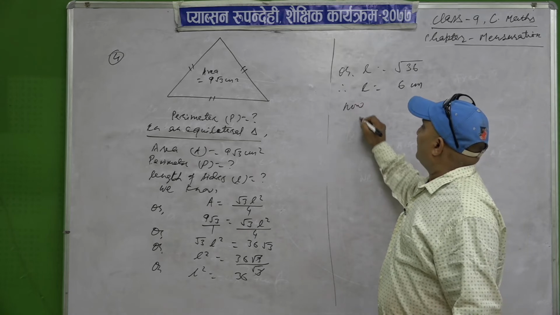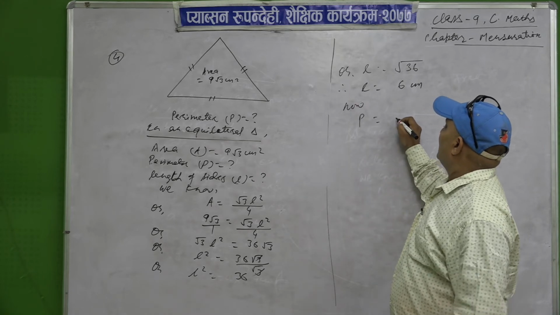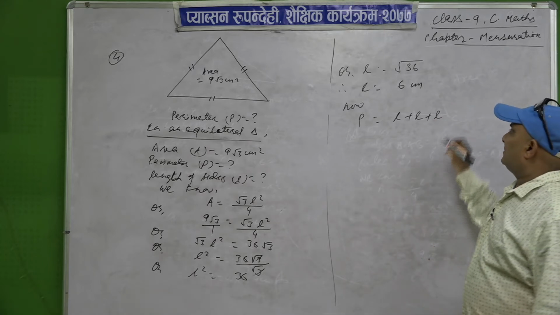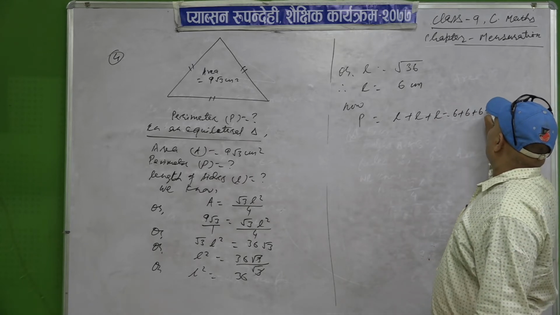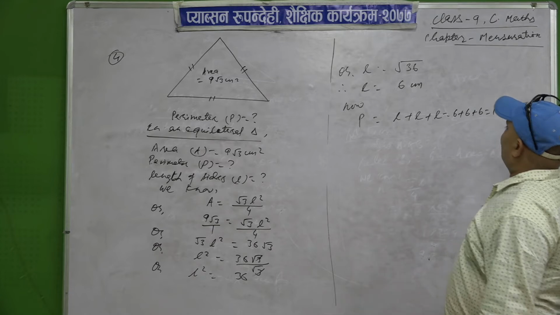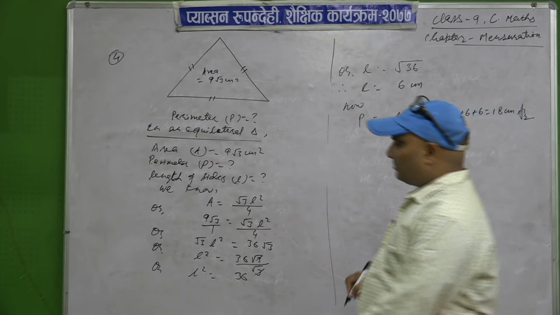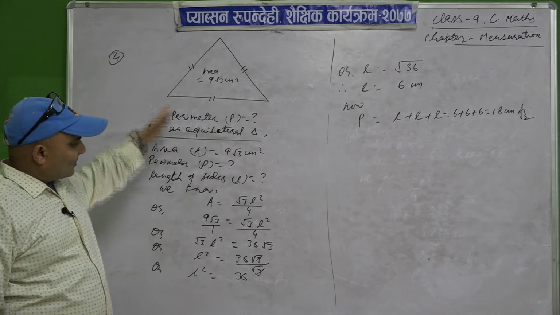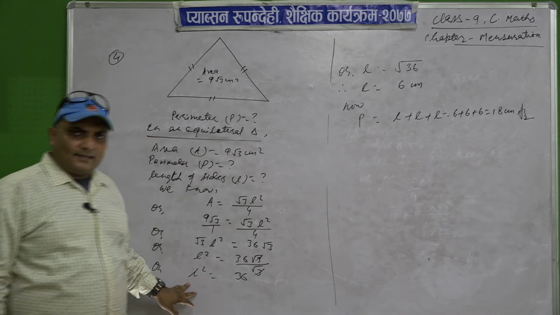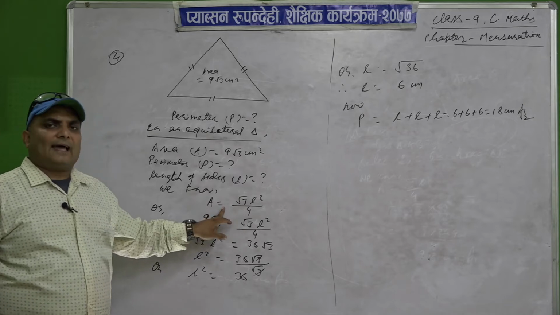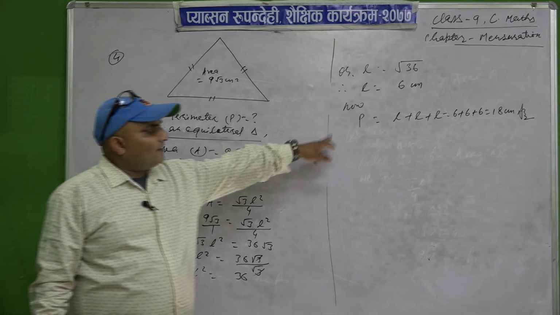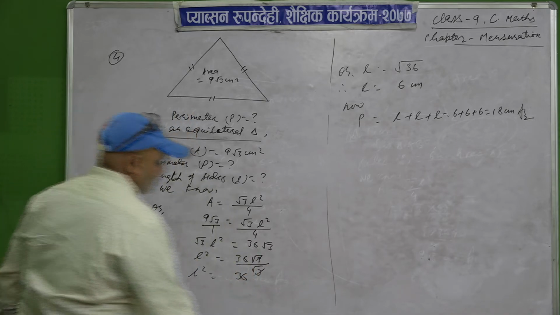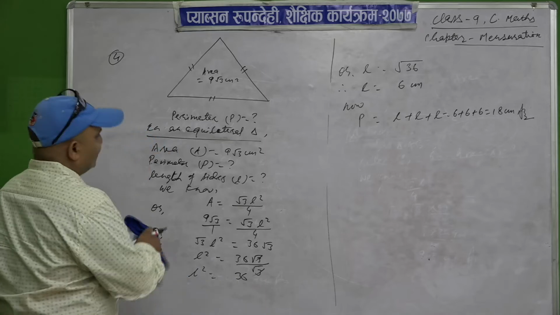Now we have to find out the perimeter. P is equal to the sum of all sides, L plus L plus L, that is 6 plus 6 plus 6, that is 18 centimeter. That is the answer. So when the area of an equilateral triangle is given and we have to find the perimeter, first of all we find the length of the side by using the direct formula of the equilateral triangle, then we find the perimeter this way. Okay, thank you. Now take the fifth question.